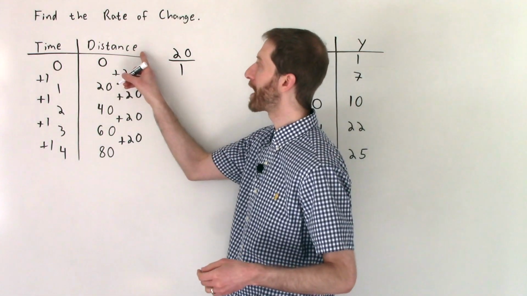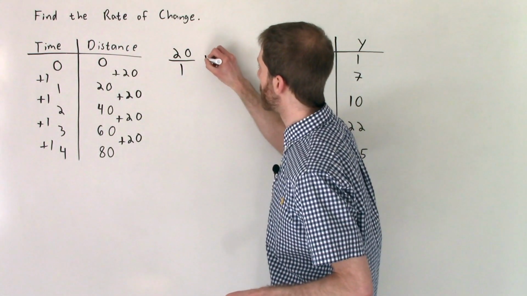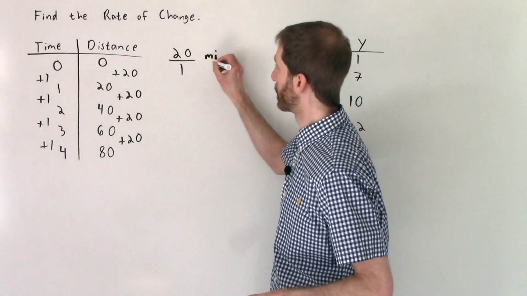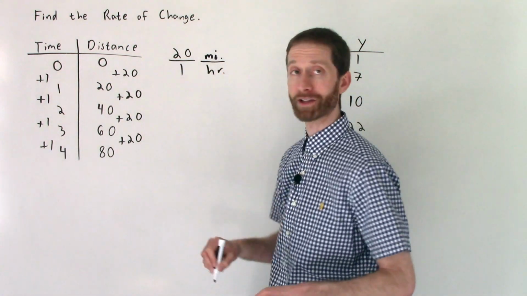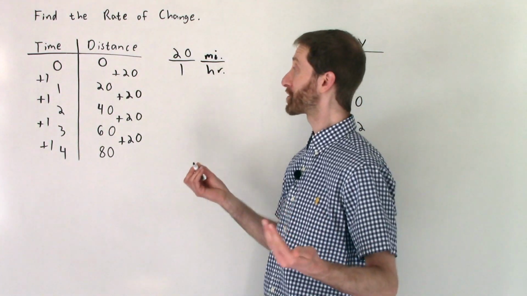So if it's like miles and this would be hours, your rate of change would be 20 miles for every 1 hour would be your units. Isn't that sweet? That's it. That's the rate of change.